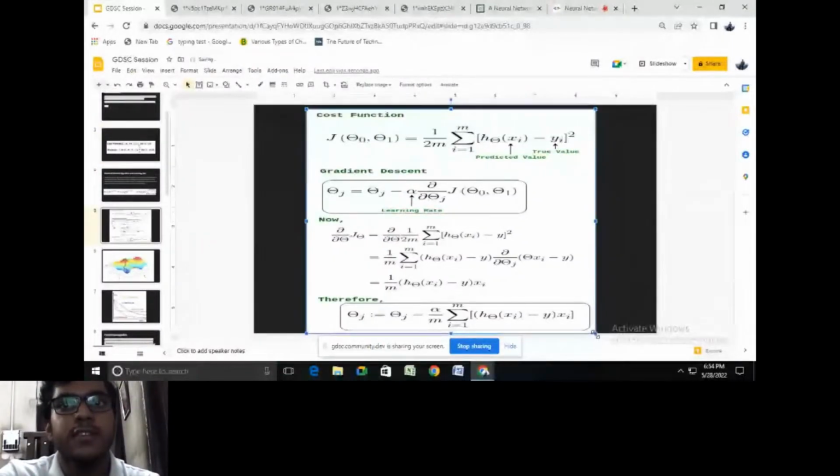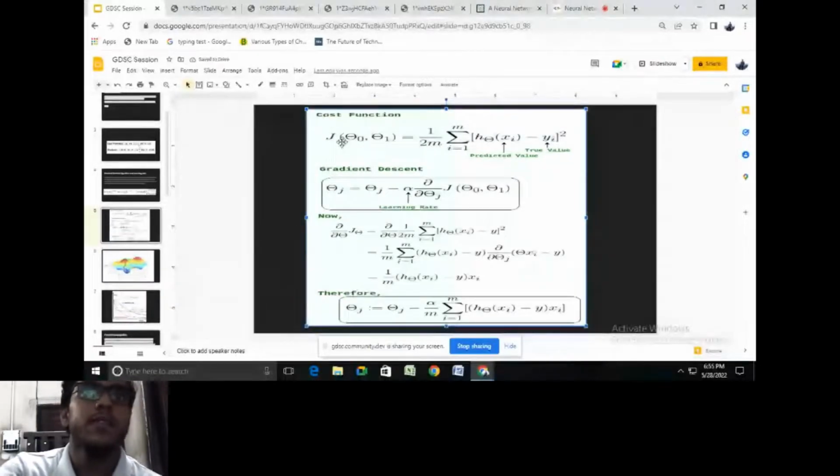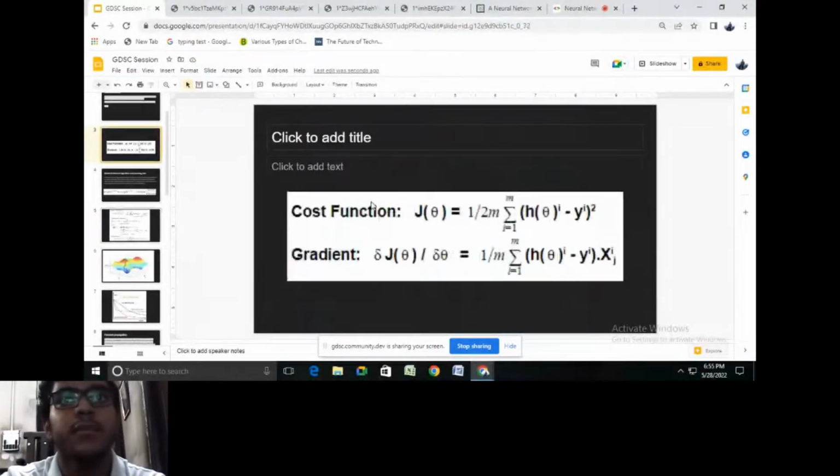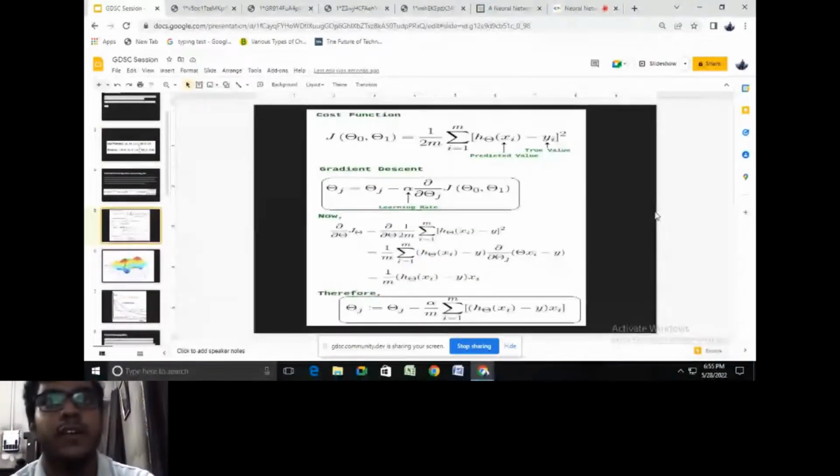So here you can see this is the cost function, which depends on only two parameters, theta 0 and theta 1. As I had shown earlier, this cost function is called the mean square error cost function. There are other types of cost functions as well. This is what we call the gradient descent algorithm.